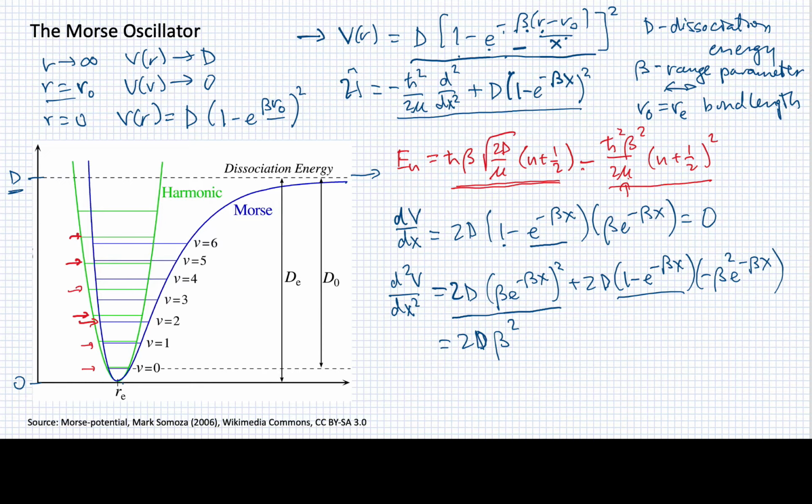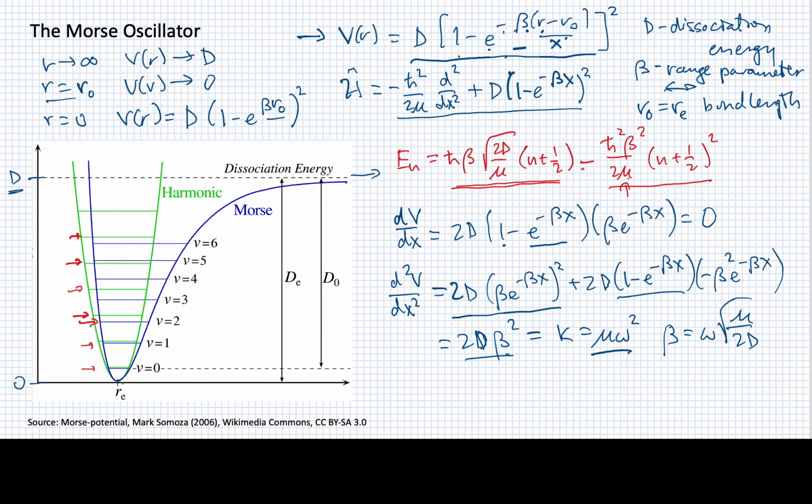So in fact, this is what we can associate with our force constant from the harmonic oscillator, or more importantly, associate it with mu omega squared from the harmonic oscillator. So this means that our parameter beta, if we solve for that, would be equal to omega times the square root of mu over 2d. Okay, all I've done is take this equals this and solve for beta.